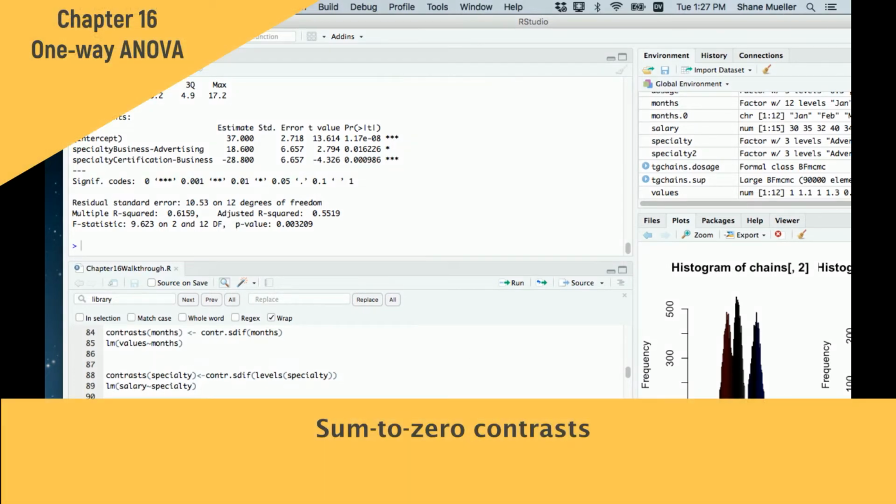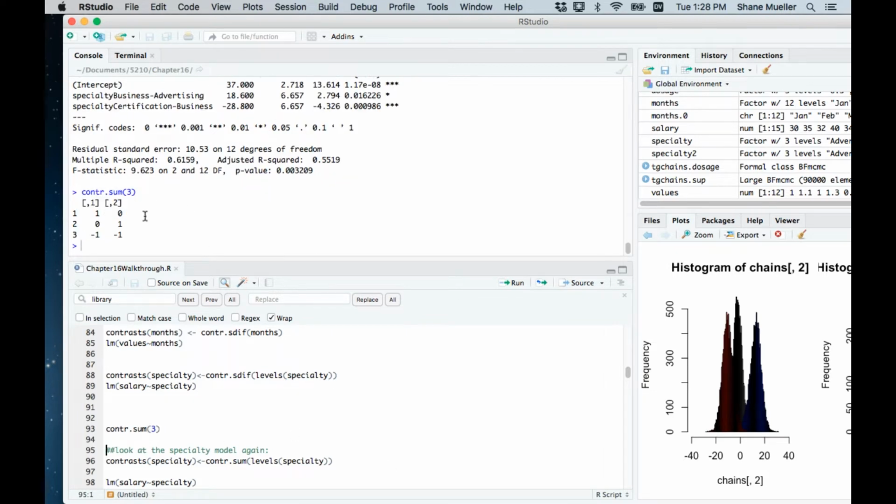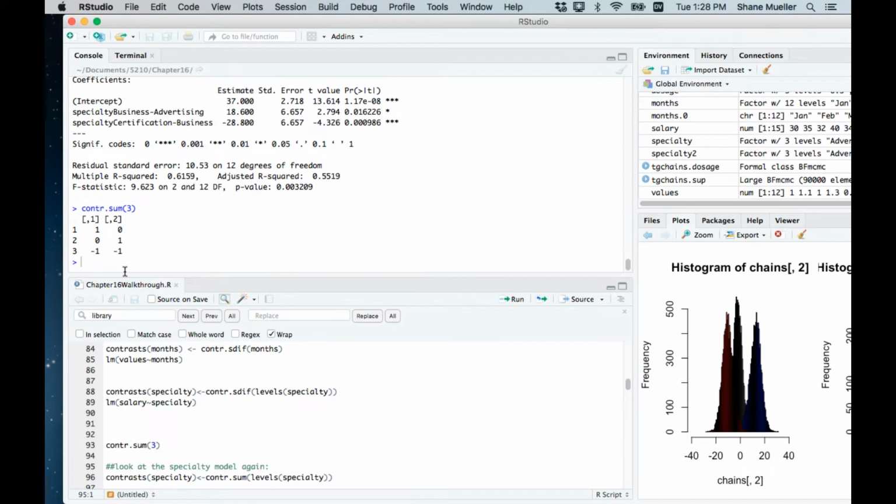All right, another one which is sometimes used is called sum to zero or deviation coding. This is available in the contr.sum function, and again, this is just a slightly different way of doing it. You can see that the first is compared to the last here, and then the second is compared to the last. So it's a little different than treatment coding, but not too much different.